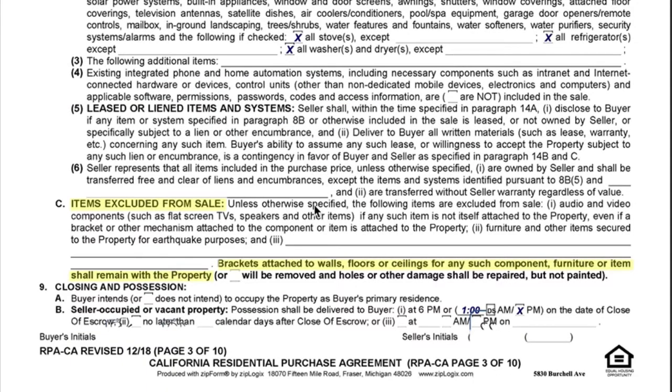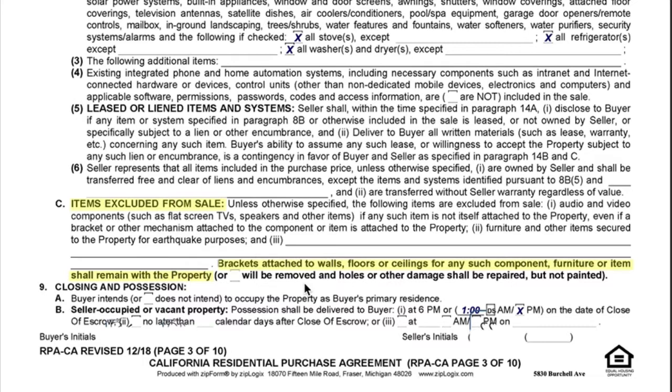Now, what's excluded, or what are some of those gray zones, and how does it define them? Audio and visual components such as flat screen TV, speakers, and other items, if it is itself not attached to the property, even if a bracket or mechanism attaches it to the property. So brackets that are attached to the wall, floors, or ceilings for any component such as your TV or furniture will remain with the property, unless you check here, then they'll remove the bracket and repair the hole. But what that means is that the flat screen TV is not included, but the bracket behind it is included.